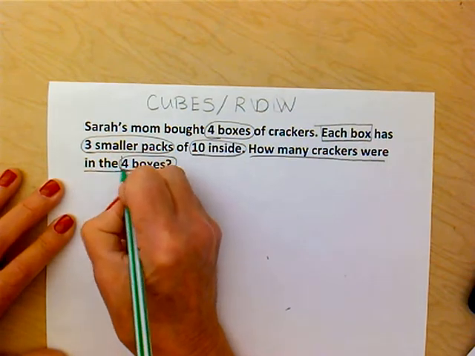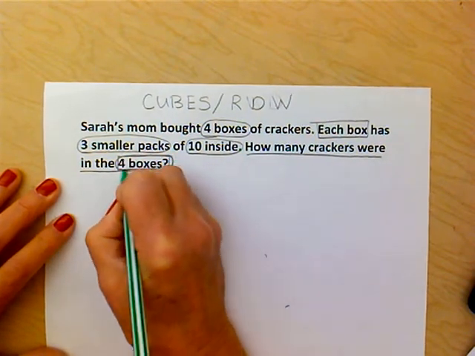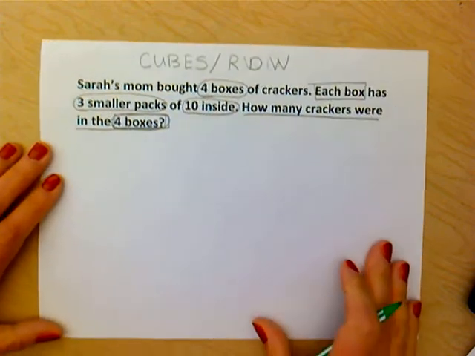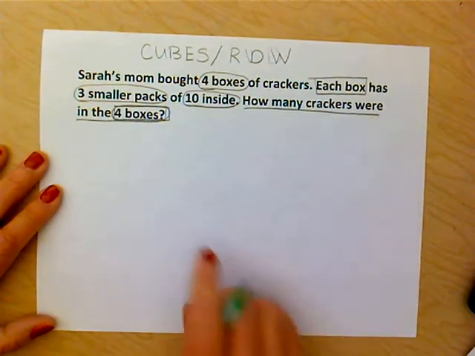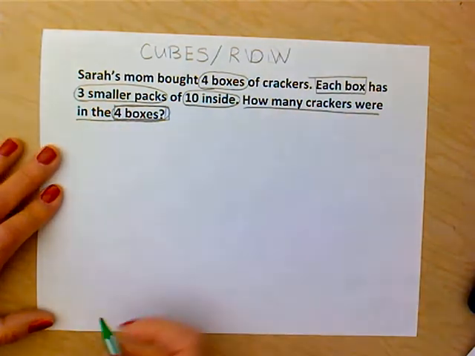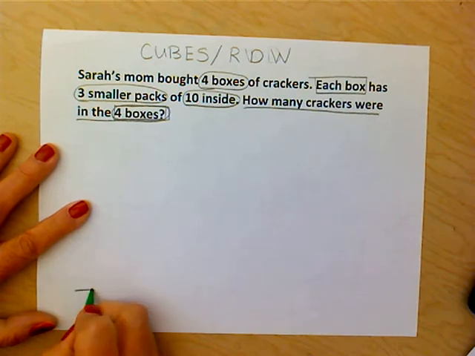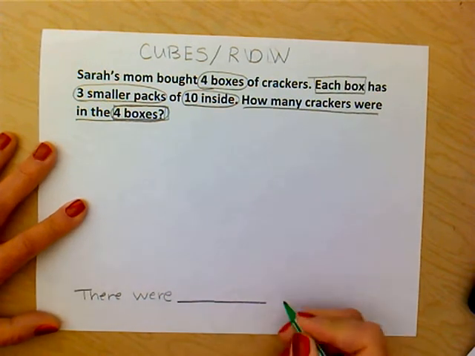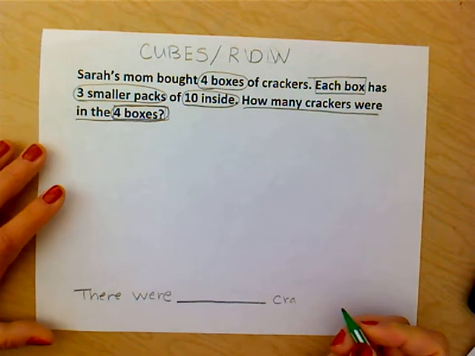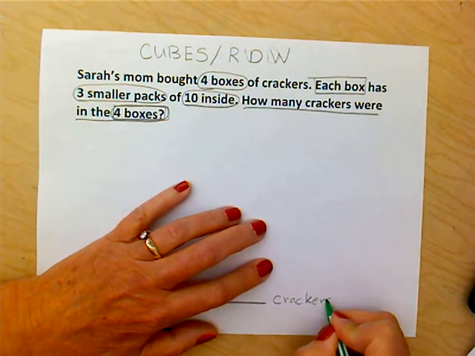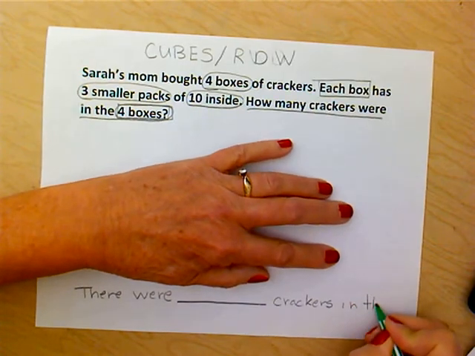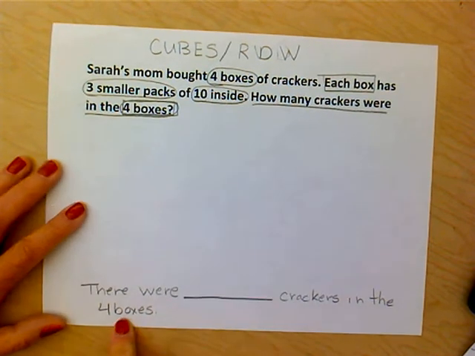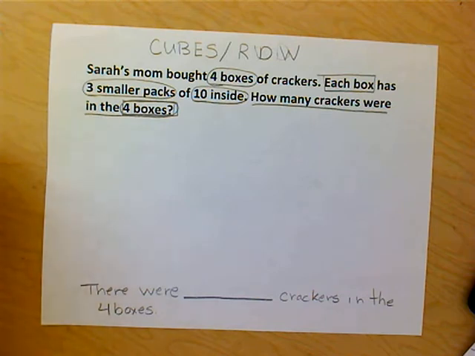I think I am going to put that also as an important keyword because you are looking at those 4 boxes. All right, so I'm thinking what kind of a word answer, I usually like to write this before, what kind of a word answer would I want to give? And I am being asked how many crackers were in the 4 boxes. So I might rewrite that question as a statement. There were blank crackers in the 4 boxes. That's really the question that I have to answer. There were blank crackers in the 4 boxes.